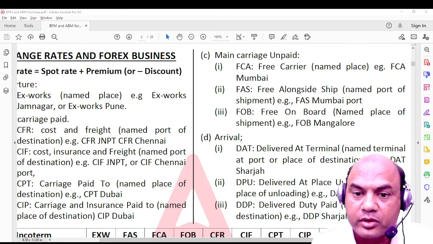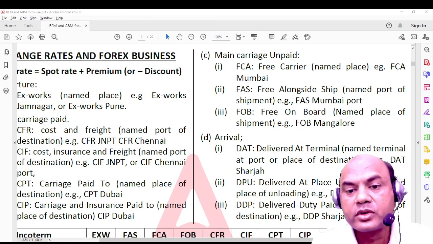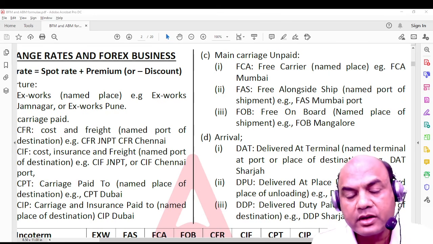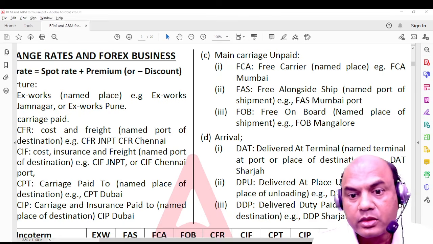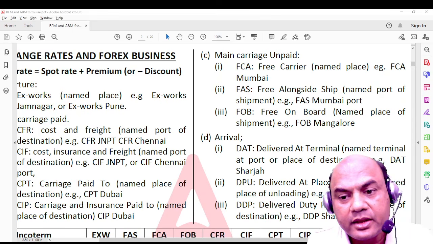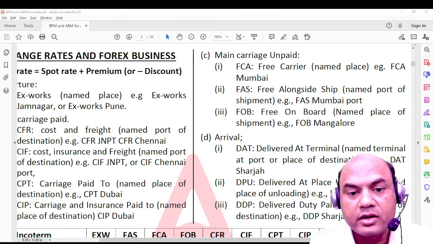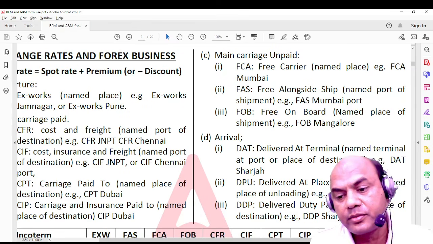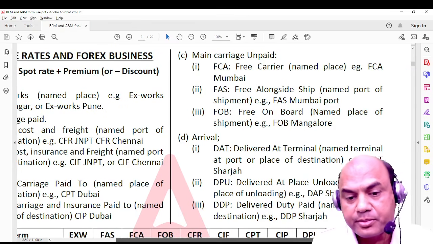Then FOB, free on board. Here the goods are kept by the seller on the ship, loaded on the ship. It's called on board. This is the main payment method, or this is the main criteria for your pre-shipment. Okay.